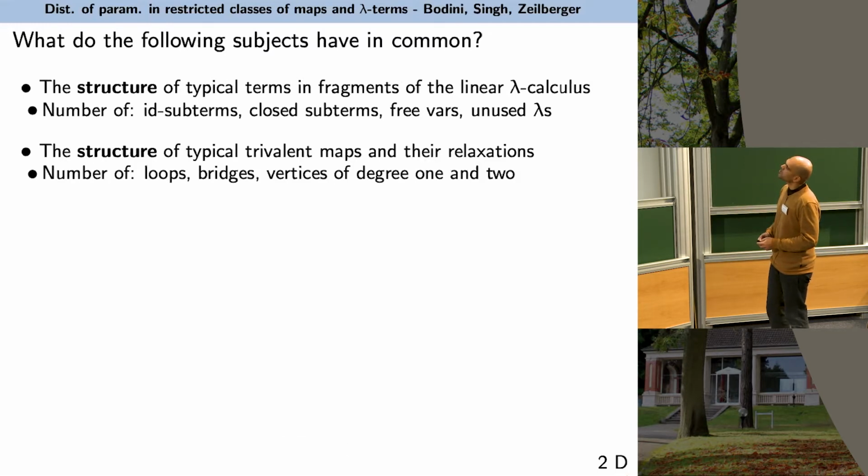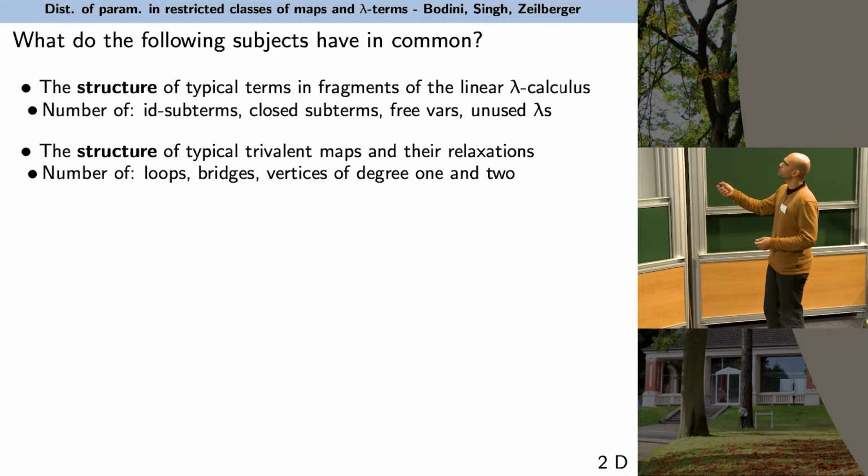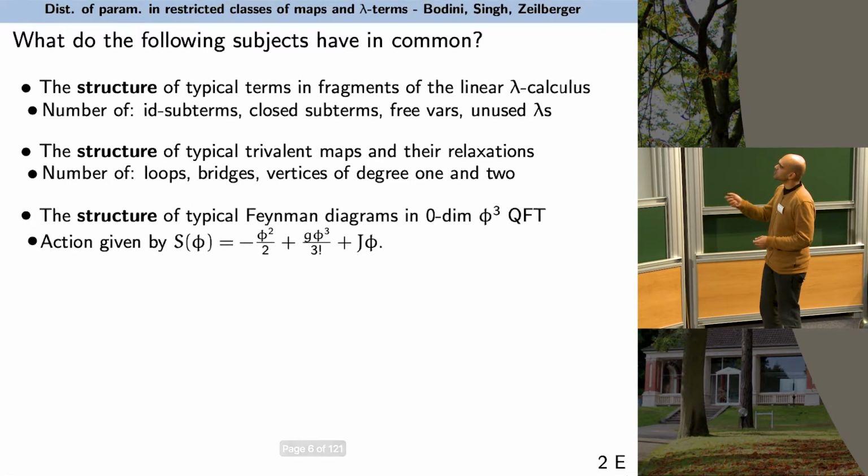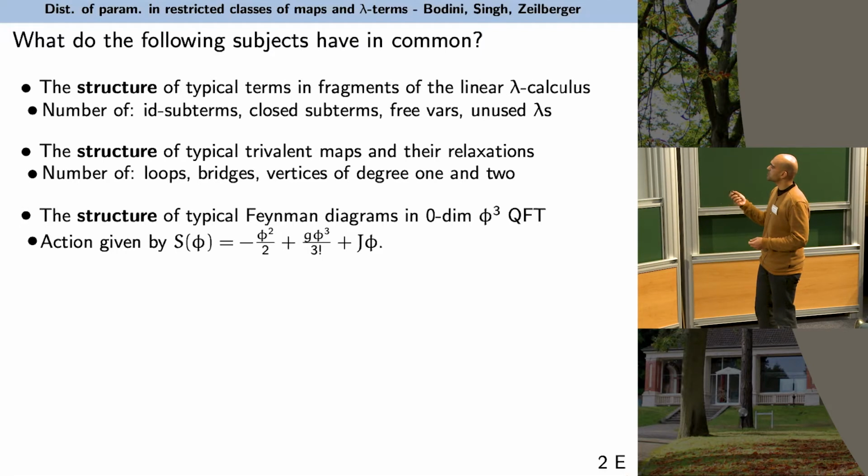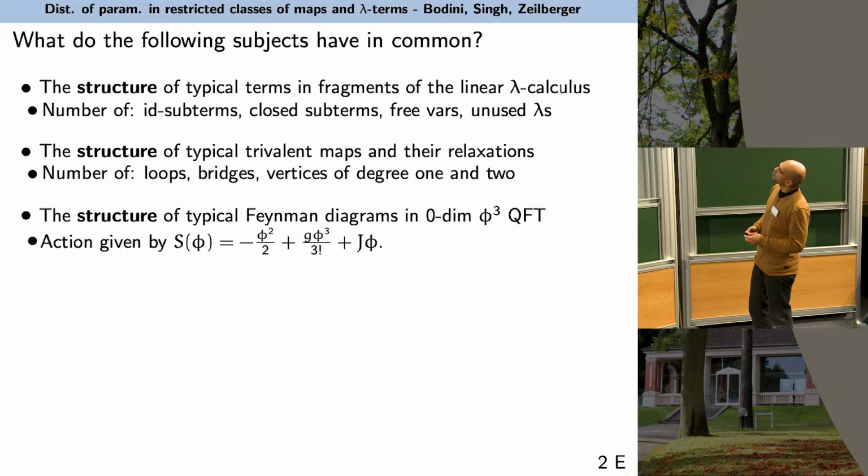Second of all, we have the structure of typical trivalent maps and their relaxations. So here by structure, we mean the number of, say, loops or bridges, vertices of degree 1 and 2. And finally, the structure of typical Feynman diagrams in zero-dimensional cubic quantum field theory, with the action given by this functional here.